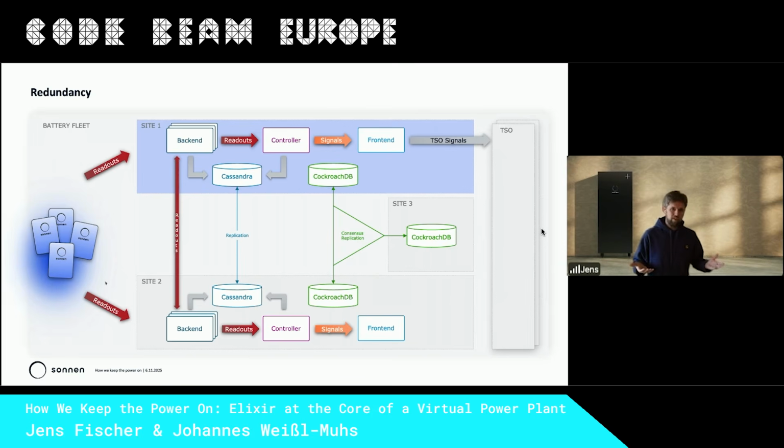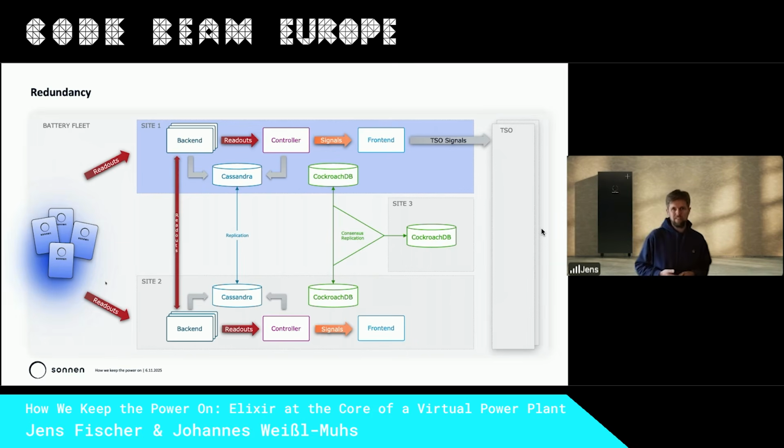The data gets written to Cassandra by the local backend, so in both locations. So each location is only writing the readouts it directly receives. This is one of the reasons why we needed a distributed database here, because the system needs to be able to write data into Cassandra and to read from Cassandra, even in a network split.